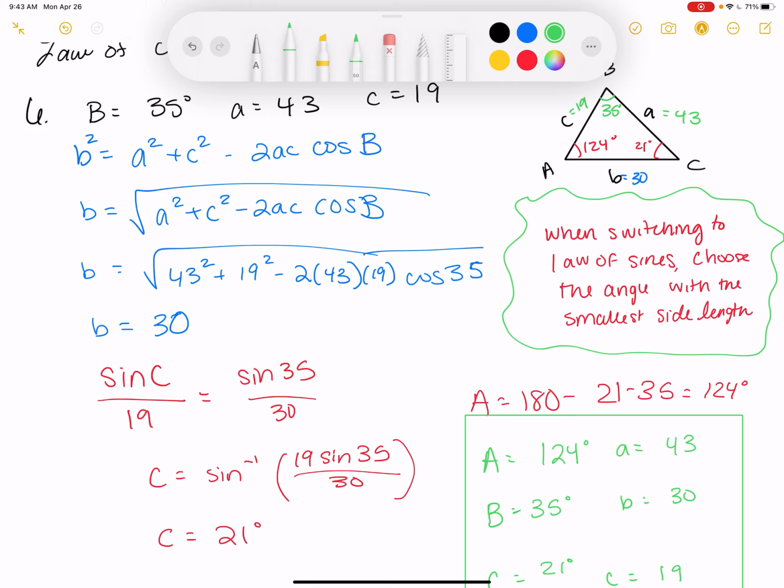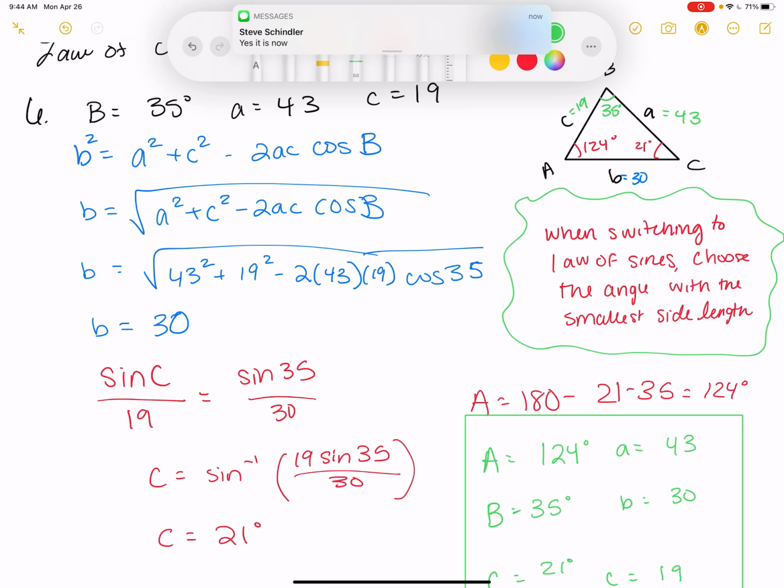If you had chosen to do C first, you would have gotten an angle C of 90 degrees with a side length of 19. That means your smallest side had the biggest angle, and that doesn't make sense. Okay, that's just how it would have worked out. So that's why I said always pick the smallest side, or the angle with the smallest side, because you're going to be finding the angle when you do that. Because if not, it will make your triangle not make sense.